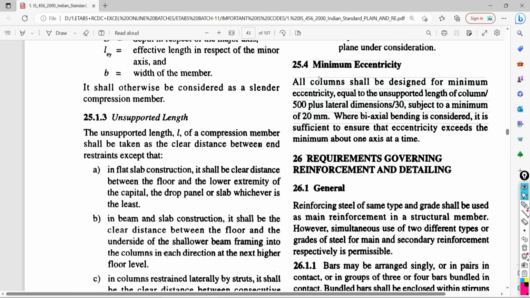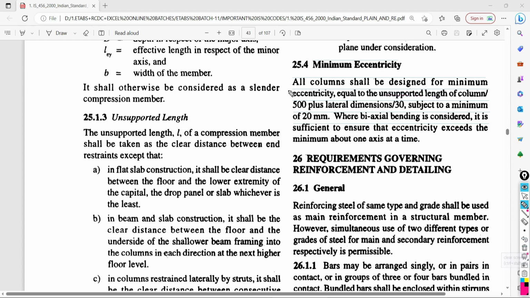So we are going to look at IS 456-2000 clause number 25.4. Here it is suggesting how to calculate the eccentricity in a particular direction. All columns shall be designed for the minimum eccentricity equal to the unsupported length of that particular column divided by 500 plus the lateral dimension of the column divided by 30. And in no case are you allowed to consider the eccentricity less than 20 mm.